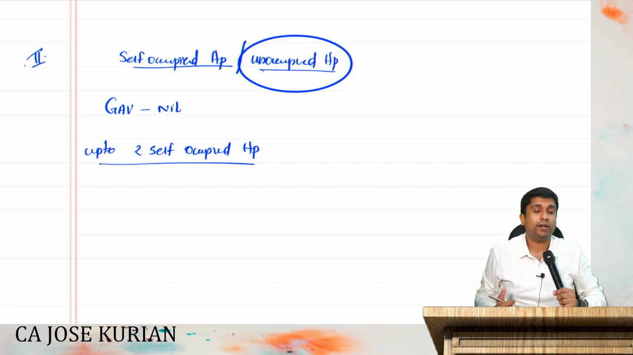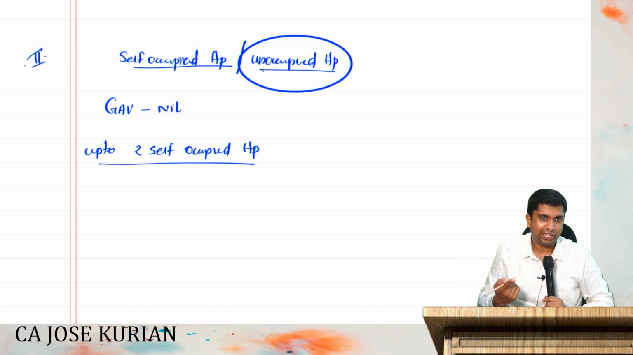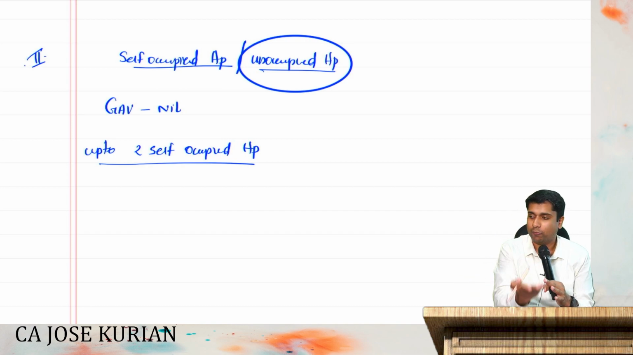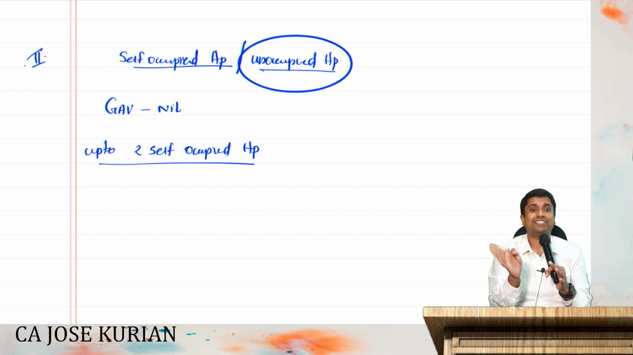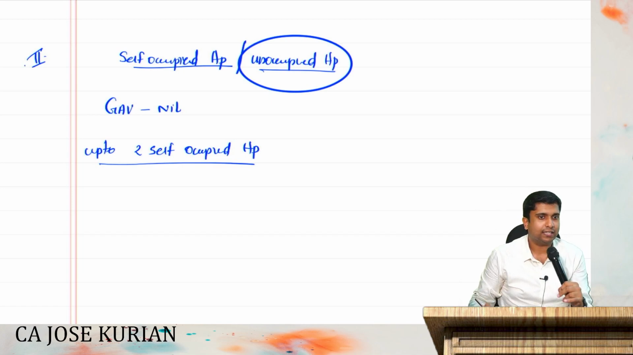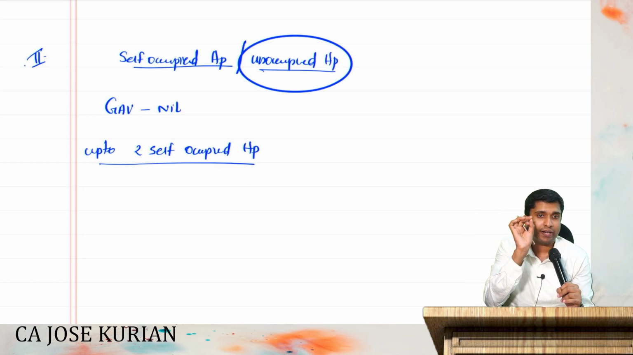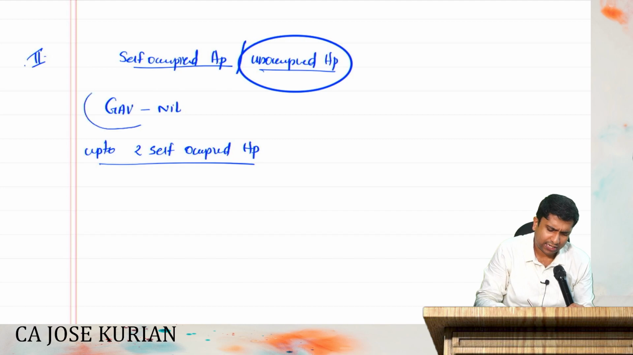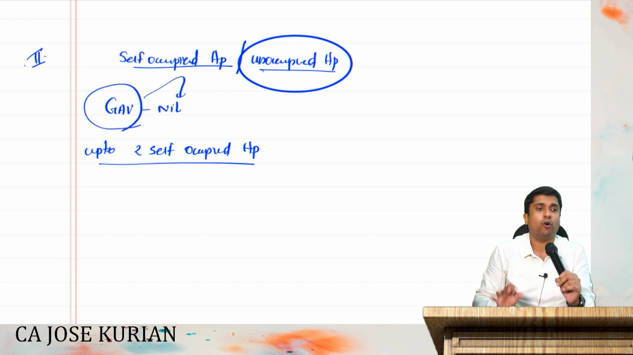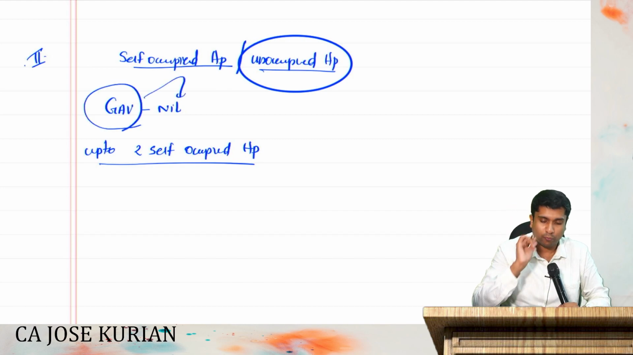So unoccupied house property means I have a property where I'm not able to stay due to my employment, business, profession, etc. in some other place. And that property is said to be what? Unoccupied house property. Net gross annual value for unoccupied house property also will be what? 0. And a few more things are there.